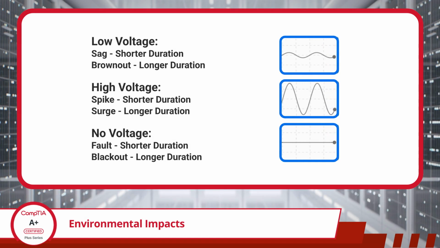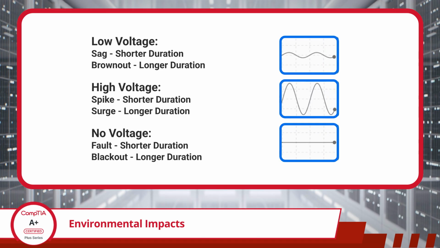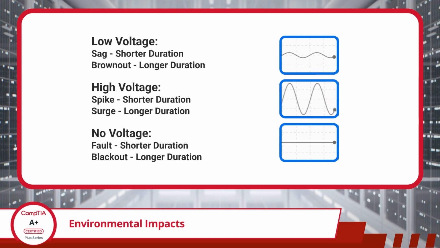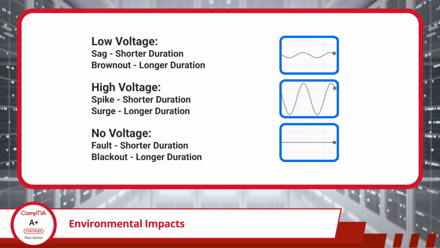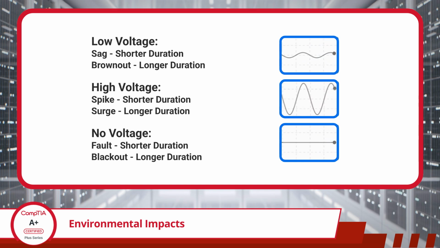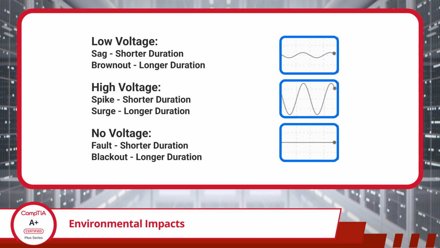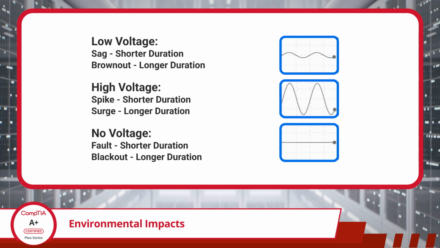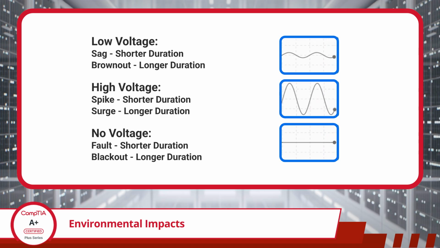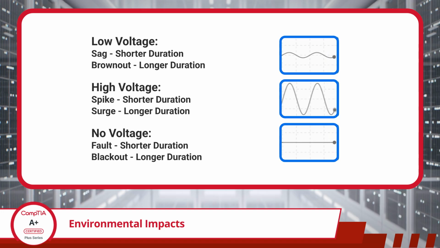Next, let's talk about power problems. At this point in our learning journey, we can group power problems into three simple categories: low voltage, high voltage, and no voltage. Low voltage or undervoltage events, where the power supply dips below normal levels, can cause devices to underperform, shut down unexpectedly, or even suffer long-term damage. These disruptions come in two forms: sags, which are brief dips, and brownouts, which last longer. The solution? A battery backup, or uninterruptible power supply. This handy device steps in to provide stable power during these dips, keeping your equipment running and your data safe.